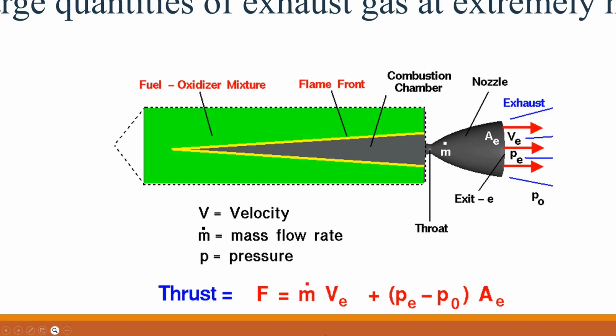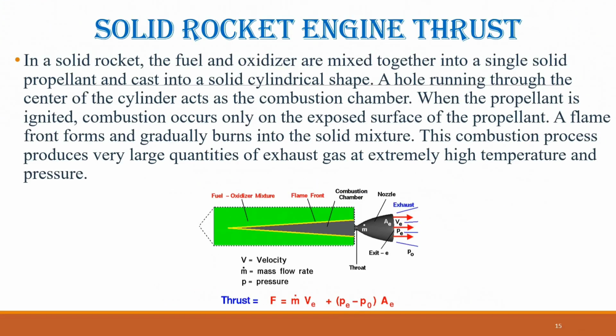The thrust equation described here applies to both solid propellant and liquid propellant rocket engines. Rocket performance is often evaluated using an efficiency parameter known as specific impulse. This parameter applies to all rocket engines and greatly simplifies the analysis and comparison of different propulsion systems. We will come back to this parameter later.